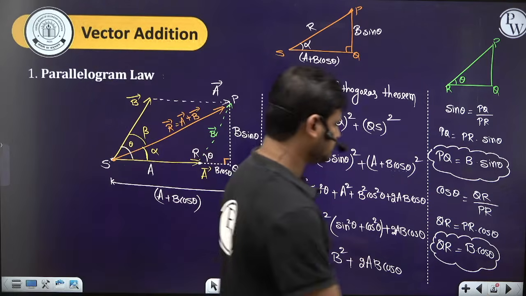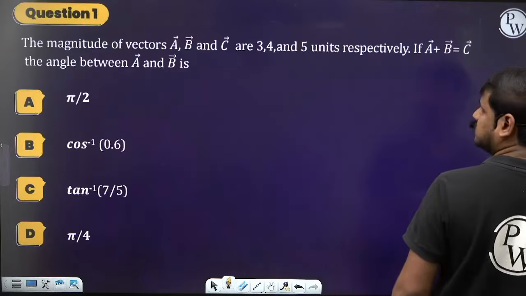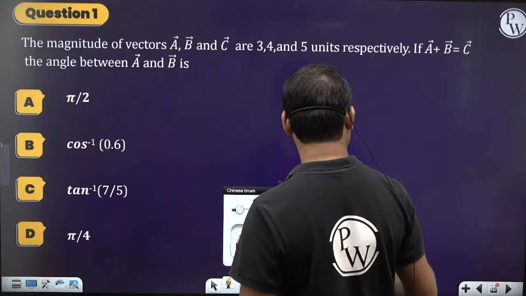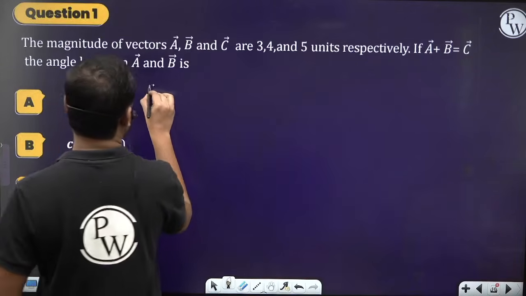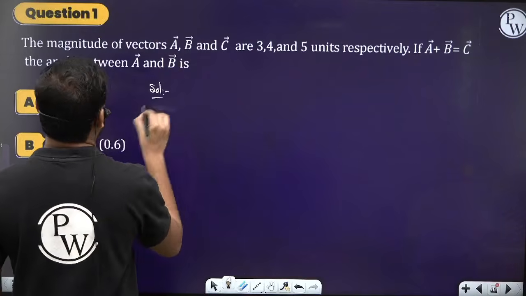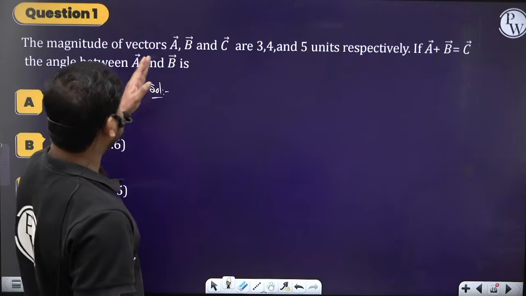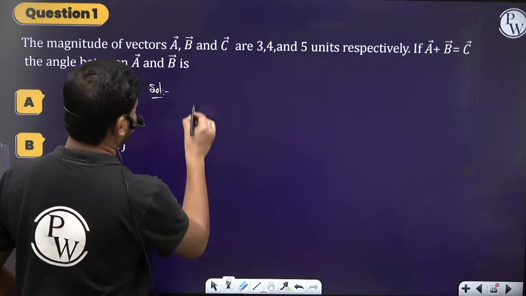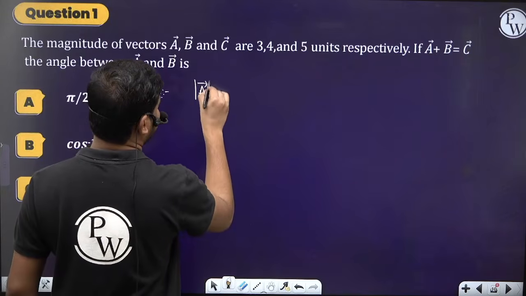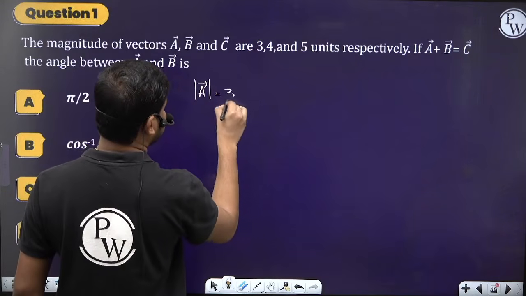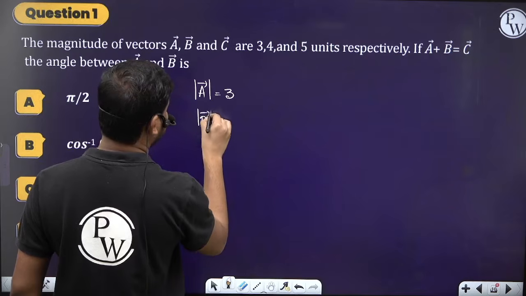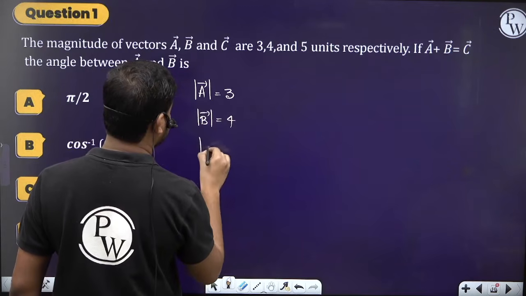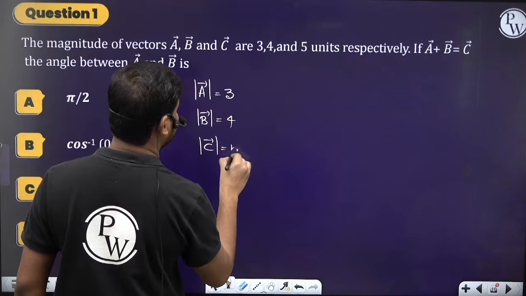Now let's see some questions based on this. What does the question say? The magnitudes of vectors A, B, C are given. The magnitude of vector A is 3, the magnitude of vector B is 4, and the magnitude of vector C is 5 respectively.